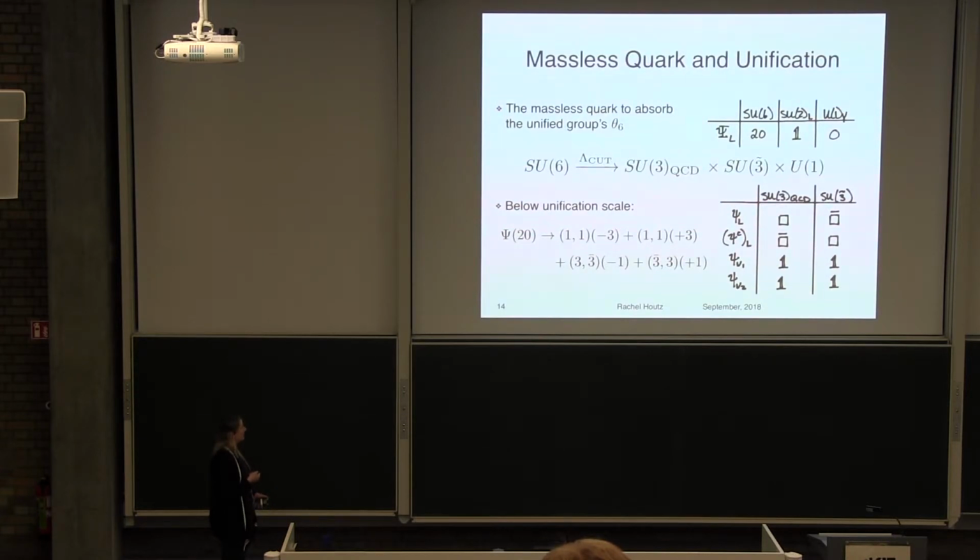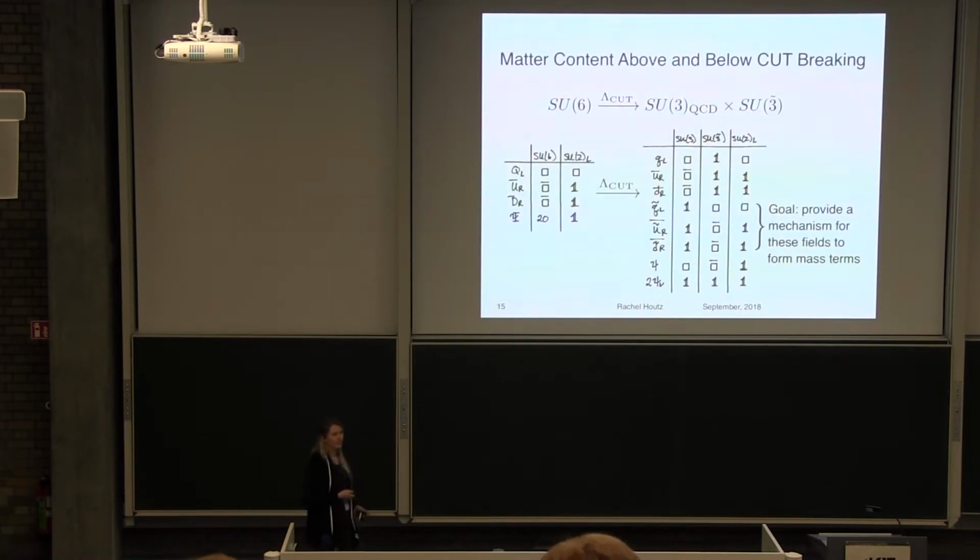And then when this breaks below the unification scale, we end up with massless quarks that have this pattern under QCD and SU(3) tilde. And then the other really important thing is, if you're going to unify everything, you need to put the standard model quarks in some representation of SU(6) so that they can form a gauge invariant Lagrangian. So we put them in 6 multiplets of SU(6). So now we have our standard model quarks just in fundamental representations.